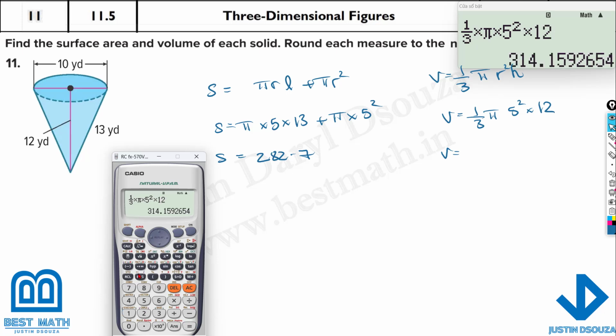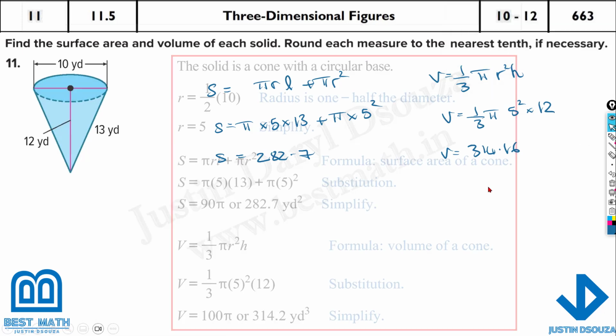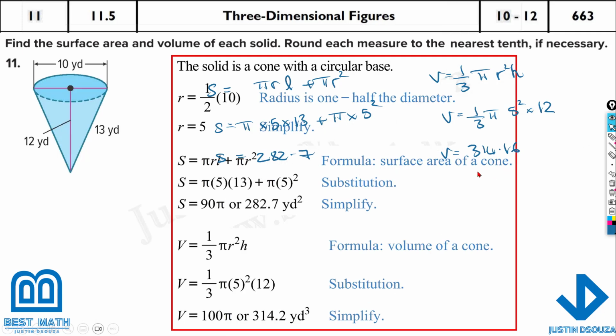That's 100 pi. That's 3.14. 314.16. And here we go. The answers are here. Now, what mistake I did was I didn't round it off to the nearest tenth here. 314.2, and the units are yards squared here and yards cubed here. So that'll be the final answers.